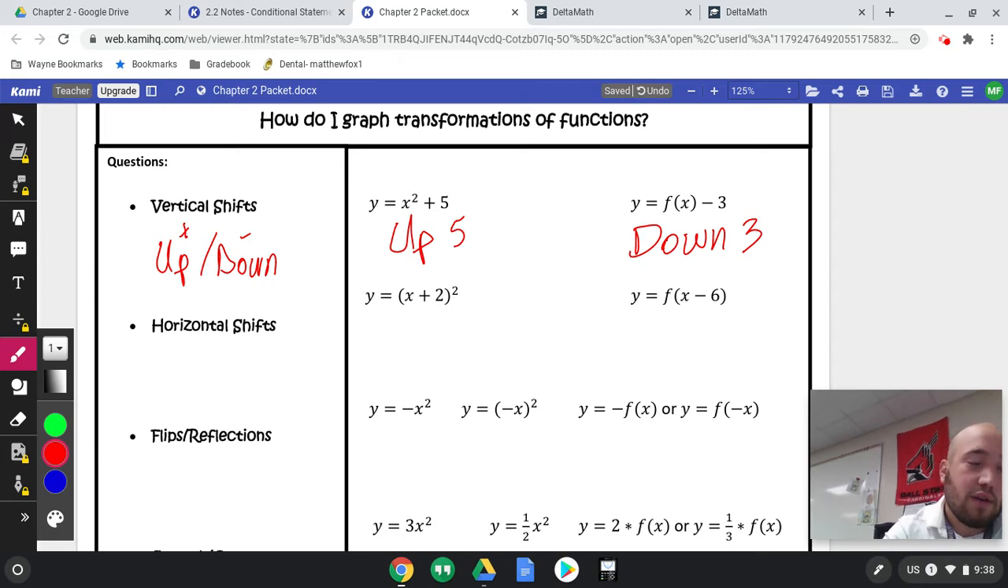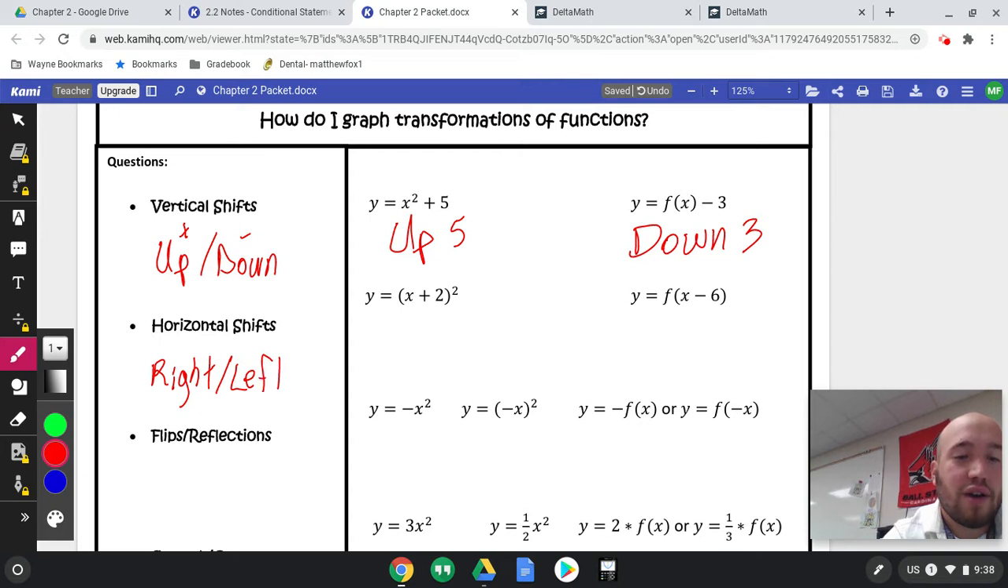Okay, now the horizontal shift. This is your right and your left. You have to be careful on this one because when we're graphing, positive is to the right. However, when we shift, because it's inside parentheses, negative makes it go right and positive makes it go left. It's kind of the opposite of what you maybe would expect.